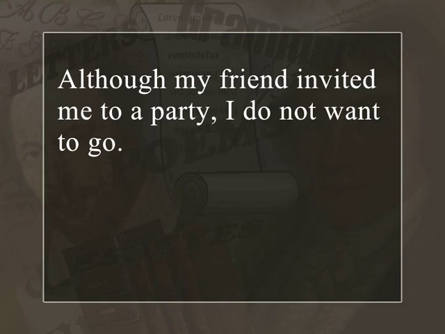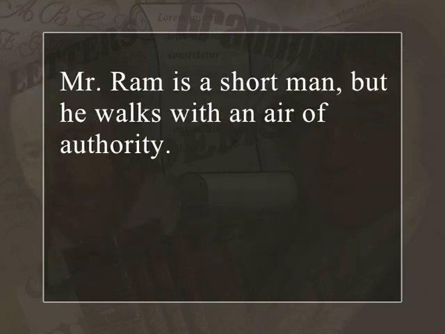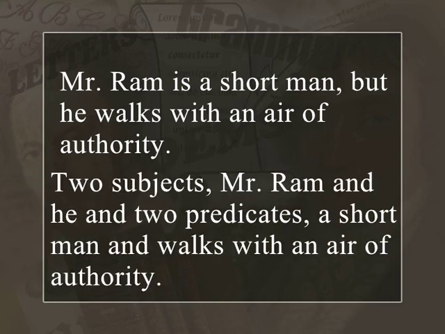Second, although my friend invited me to a party, I do not want to go. This sentence has two independent clauses which contain two subjects, my friend and I, and two predicates, invited me to a party and do not want to go. Third, Mr. Ram is a short man, but he walks with an air of authority. This sentence has two independent clauses which contain two subjects, Mr. Ram and he, and two predicates, a short man and walks with an air of authority.